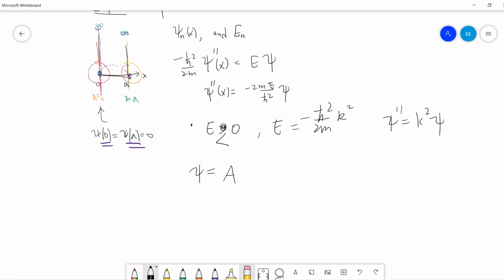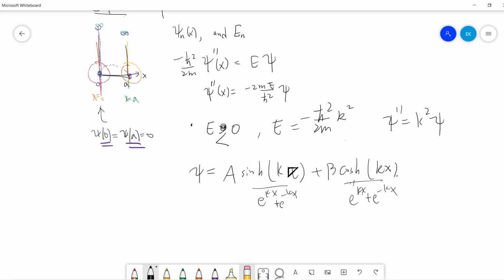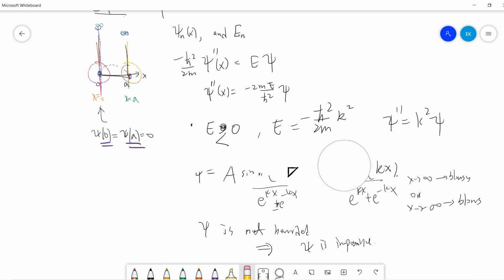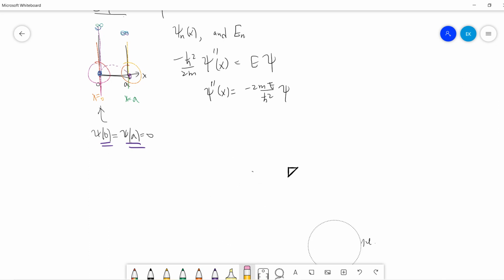So the answer is a sinh kx plus b cosh kx. You can easily see that because these are exponentials e to the plus or minus kx. When x goes to infinity or negative infinity, it will blow up. So phi is not a bounded function, which is impossible because the wave function needs to be normalized. So we can cancel these possibilities.